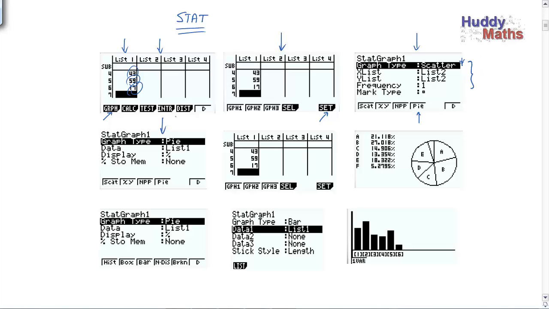So I'm going to choose that. So I come across here now, and I've chosen pie, and I've got to tell the calculator that the data is in list 1, which is where I put it, and I want it to display percentages and not store anything. So okay, if I hit execute, then I come back to this window, and I want to find graph 1, which I've just set up, and so I hit F1, and there's my nice pie chart.